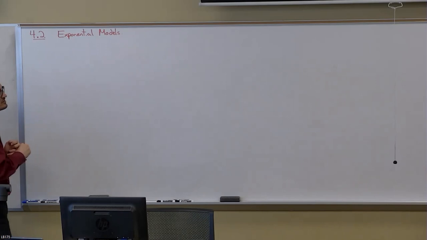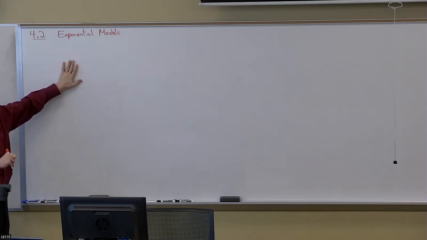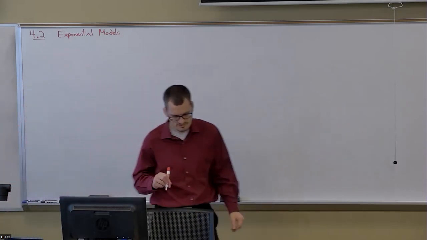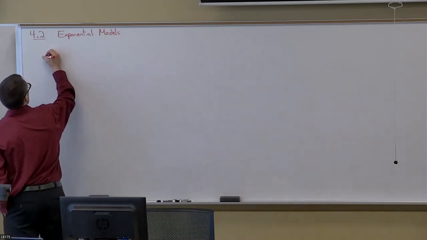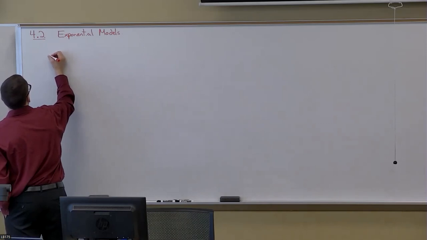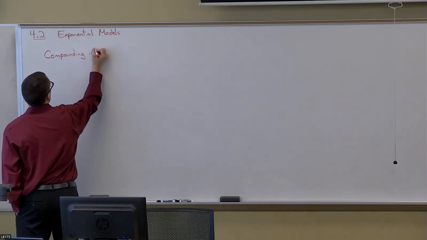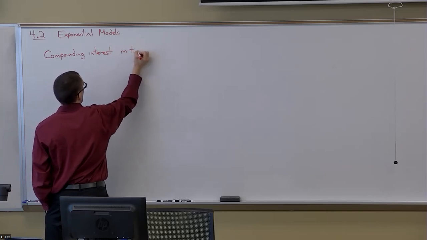So the first ones that they start with, and this actually happens in the end of 4-1. Again, all of these are exponential models, but they use a couple of exponential models in 4-1, and then they use more exponential models in 4-2. So I'm doing it all under the guise of 4-2. So the first exponential models we're going to look at are compounding interest. So compounding interest, m times per year.